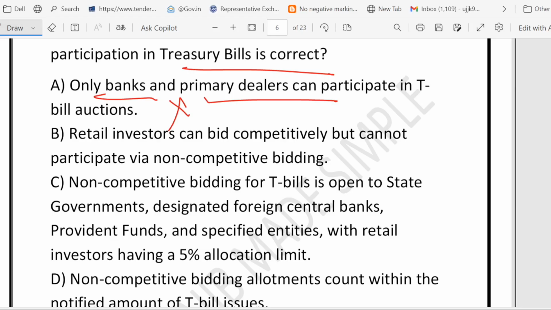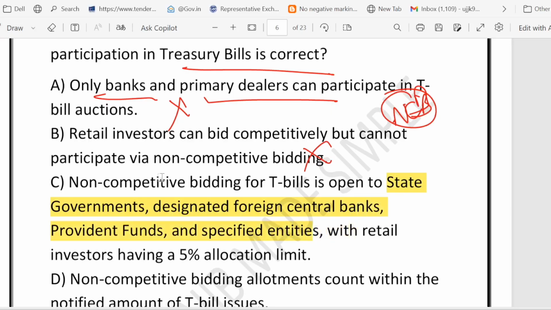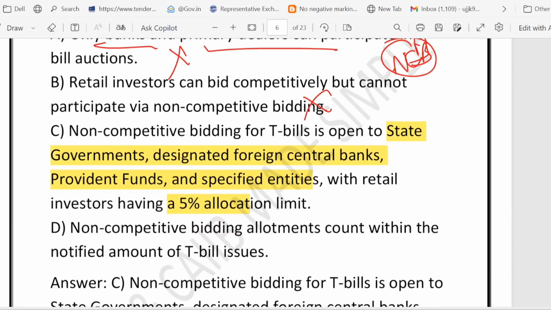What about option B? It says that retail investor can bid competitively but cannot. No, this is also wrong, because retail investors cannot bid competitively. They must go via the NCB route. For retail investors, competitive bidding is not allowed. What about option C? Yes, this one is the correct one, because non-competitive bidding is allowed for state government, designated central bank, provident fund, specialized entity. Even retail investors can invest this way, but they have a 5% limit of the total amount issued. This is very, very important. So a small investor can also buy treasury bill easily through non-competitive bidding. Competitive bidding is not available. I hope this is crystal clear.